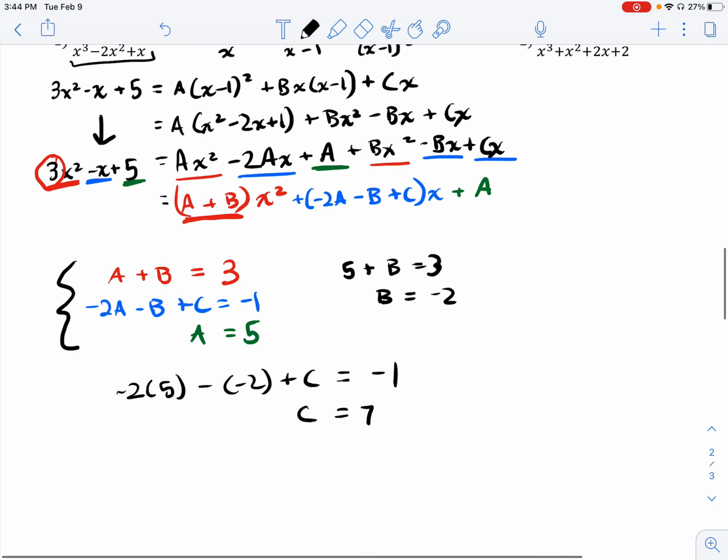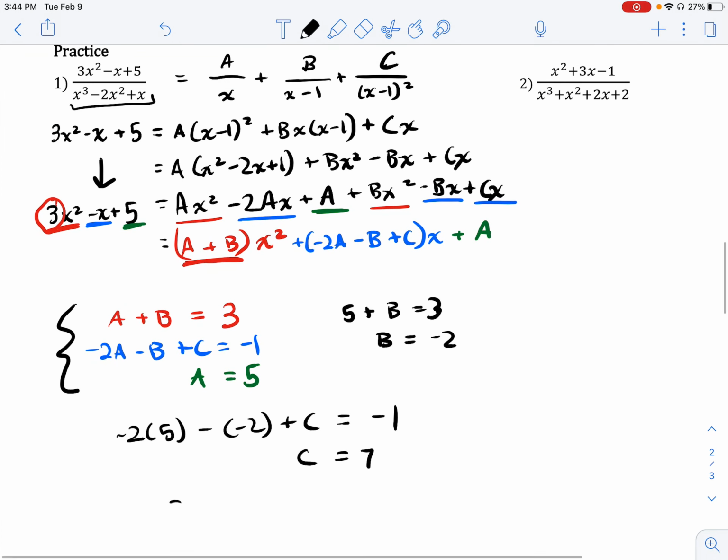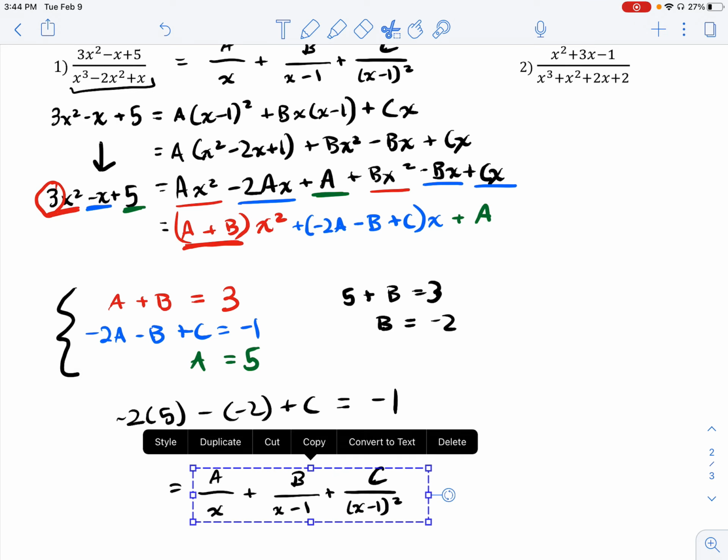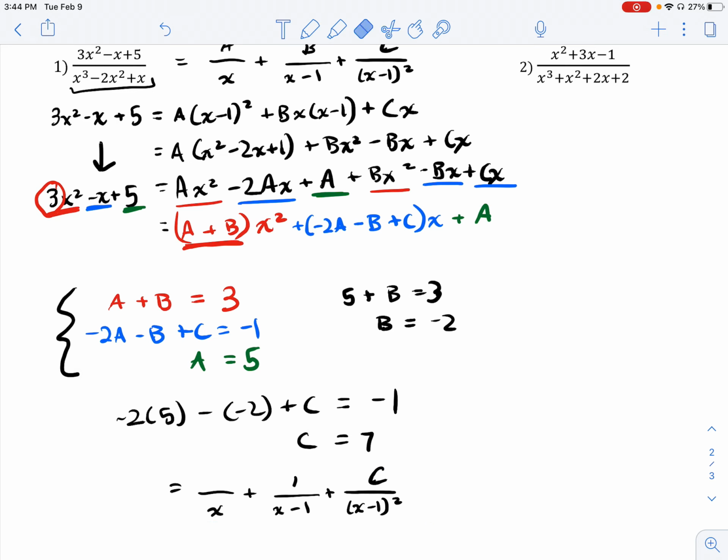So now that we have our values for a, b, and c, let's go ahead and write our original decomposition. Here, in place of a, b, and c, we know what they're equal to. a is 5, b is equal to negative 2, and c is equal to 7. So there is our decomposition.